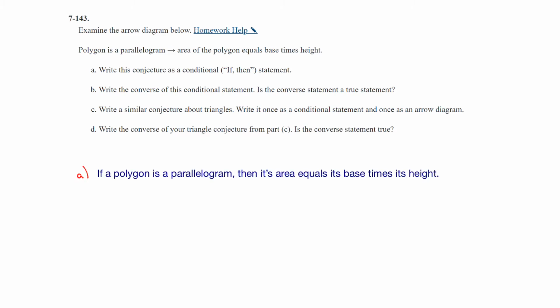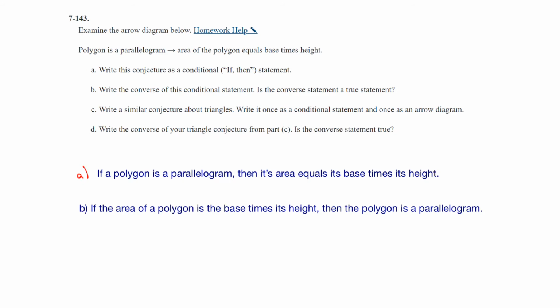For part B, it wants us to write the converse of this statement, and then say whether the converse is true. So for the converse, remember, we switch the order. If the area of the polygon is the base times its height, then the polygon is a parallelogram. And then the second part wants to know, is the converse a true statement? And yes, that is a true statement.